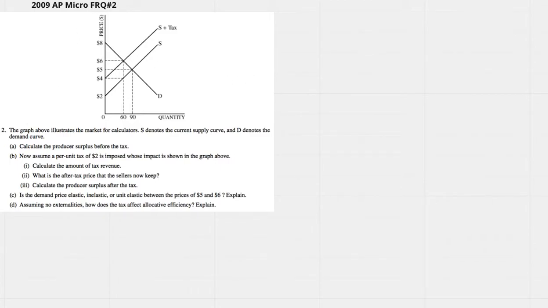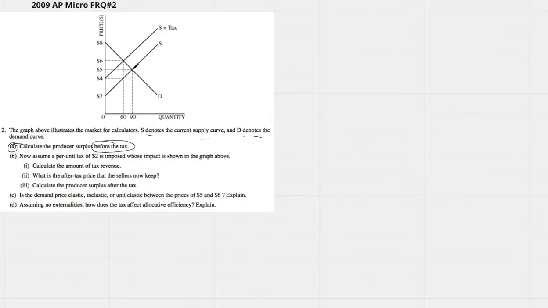Non-AP Micro FRQ number 2 today. This is an indirect tax question. They want us to calculate the producer surplus. S denotes supply, D denotes demand, easy. All right, to know producer surplus, this is before the tax.